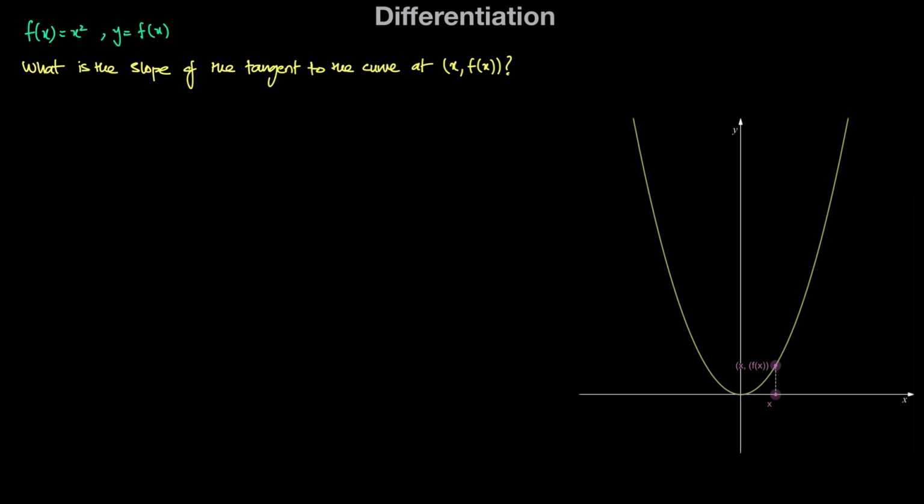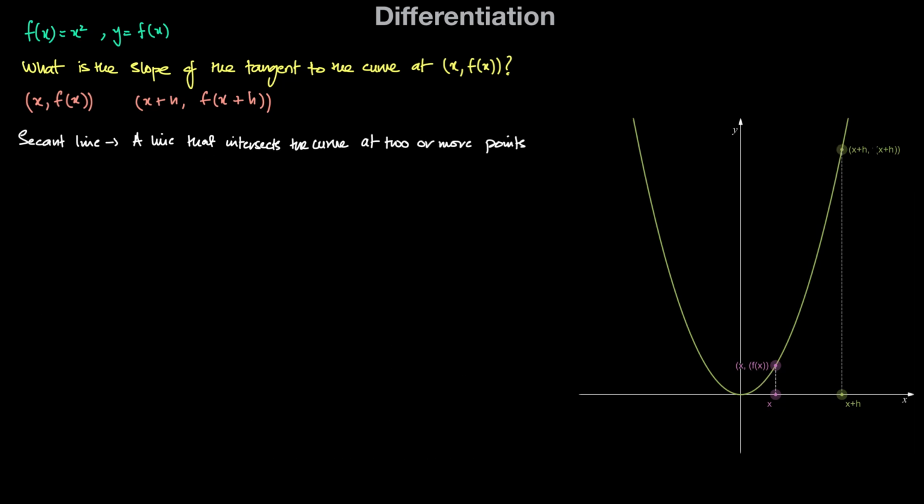Now in order to answer this question, let's take another point on this curve, and let's say that this point has the x coordinate x plus h, and therefore the y coordinate over here would be y is equal to f of x plus h. So now we have another point on this curve that has the coordinates x plus h comma f of x plus h. So we have these 2 points, x comma f of x and x plus h comma f of x plus h, and let's draw a secant line between these 2 points.